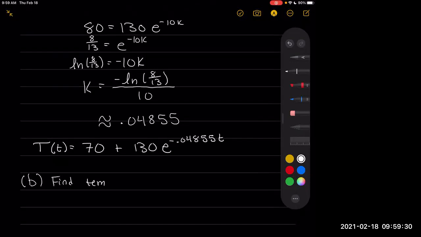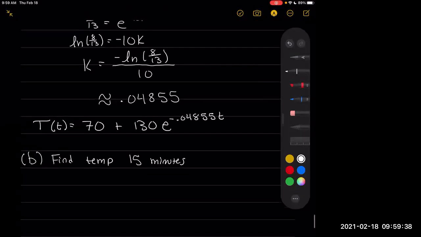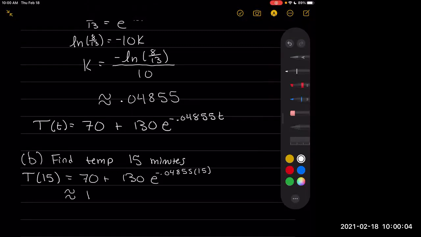We're going to find the temperature after 15 minutes. So T of 15 equals 70 plus 130 e to the negative 0.04855 times 15. Plugging this into a calculator, we see that this is approximately 133 degrees Fahrenheit.